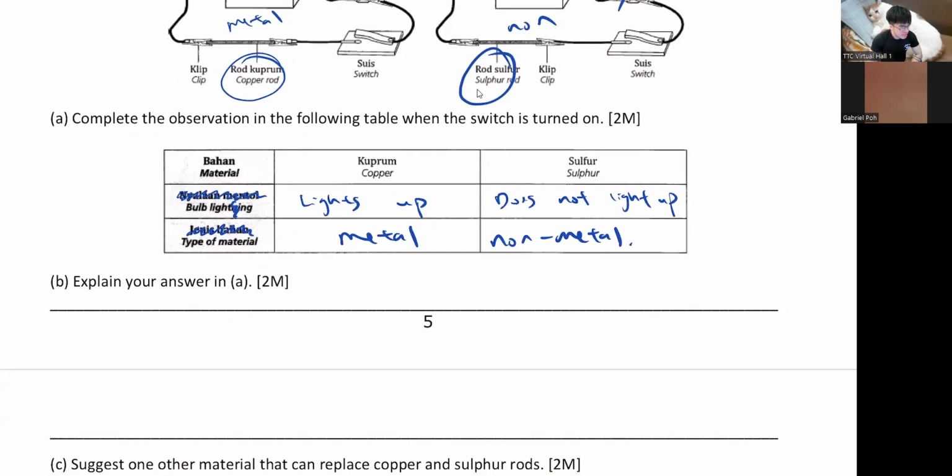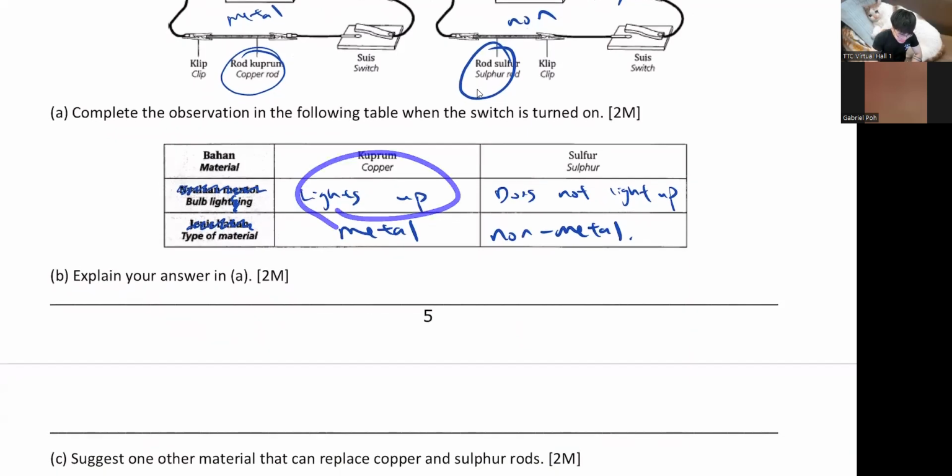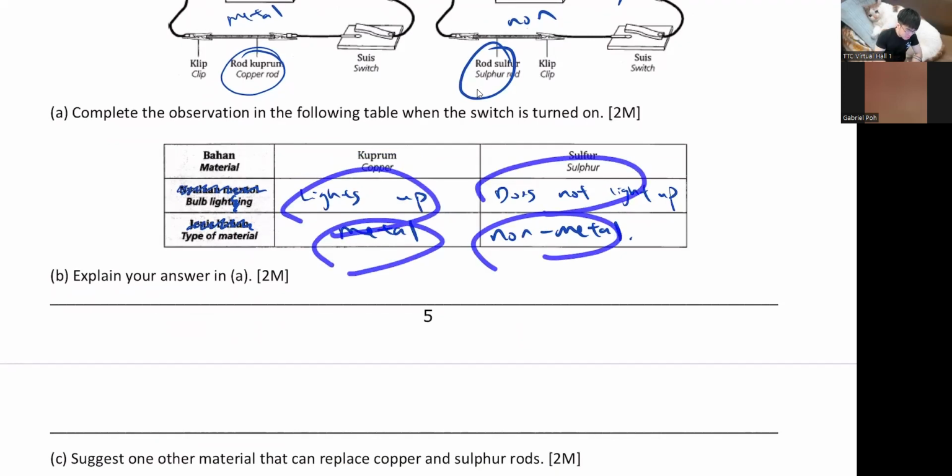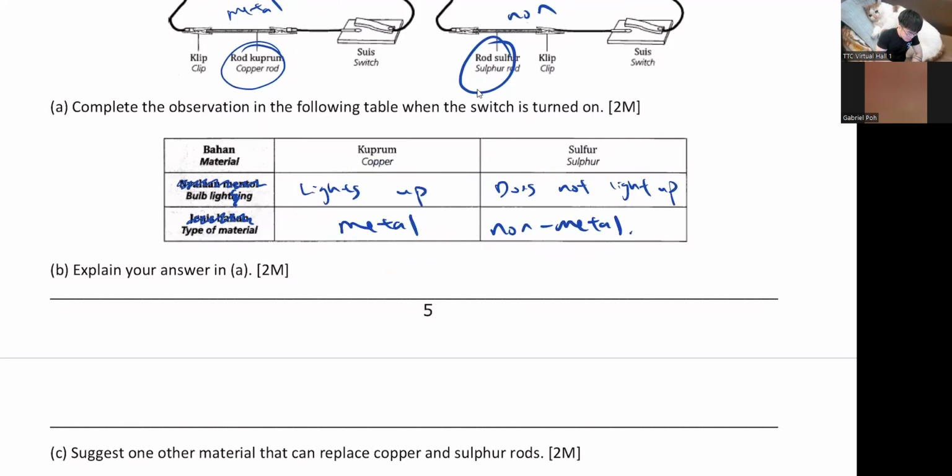So explain your answer in A. Why does metal light up? Why does non-metal not light up? They want you to explain. You can say because metal is a conductor of electricity.